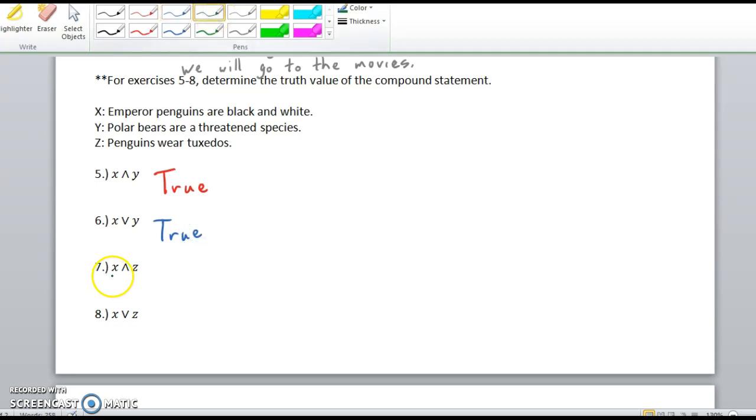Number 7, I have X and Z. Emperor penguins are black and white is true, but penguins wear tuxedos is false. Since one of these is false, the whole thing is false. And last I have X or Z. Since X is true, that's the only thing that has to be true for a disjunction, or an "or," to be true. So 8 is also true.